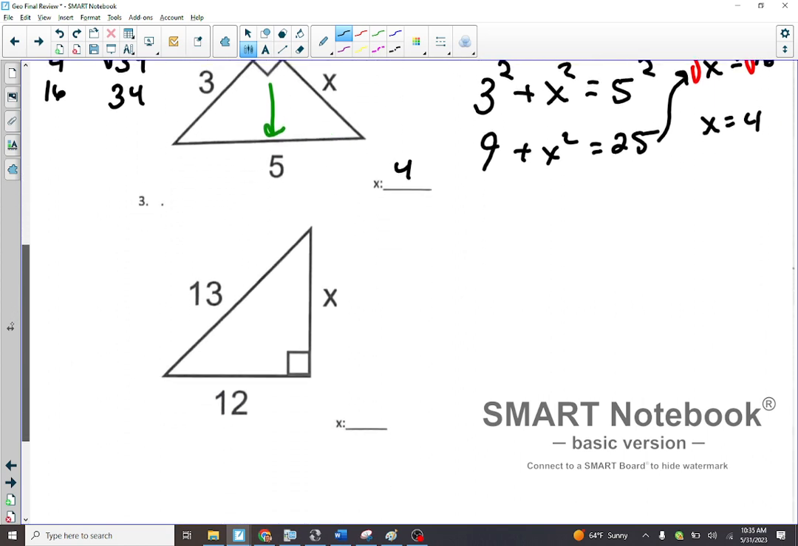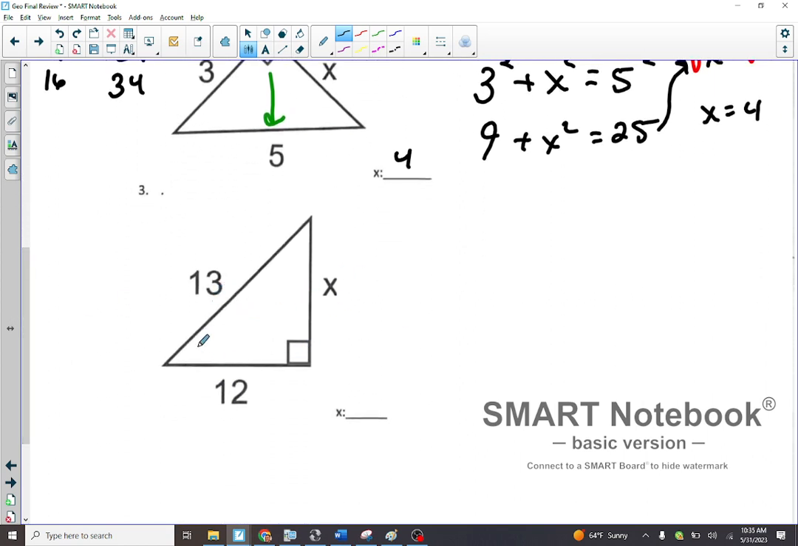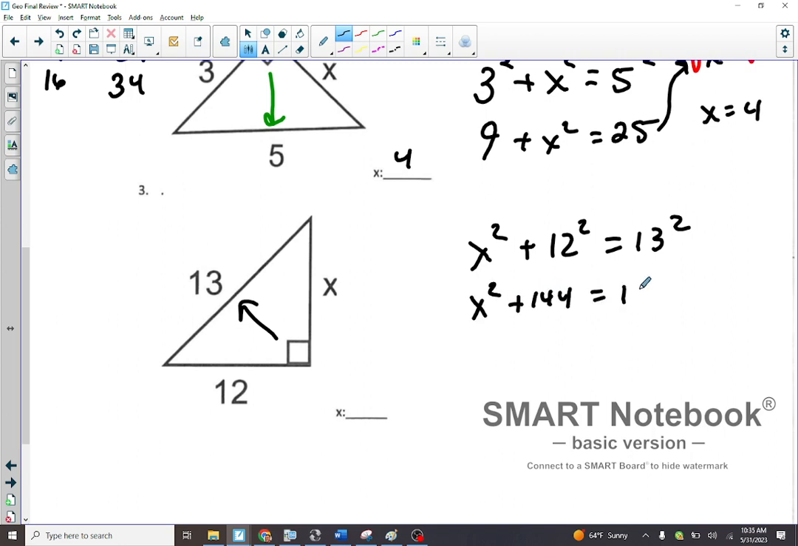All right, next one. This is the hypotenuse, so 13 should be by itself. So x squared plus 12 squared equals 13 squared. Before anyone asks, it doesn't matter if I put x squared first or second. So x squared plus 144 equals 169. Subtract 144 on both sides. x squared equals 25. x truly equals 5, though.